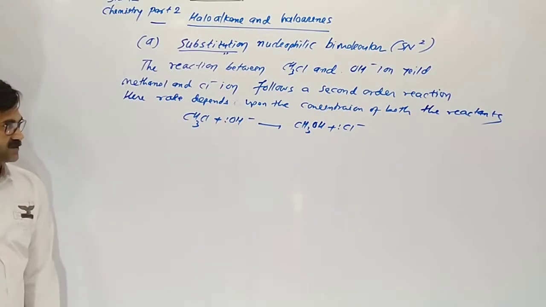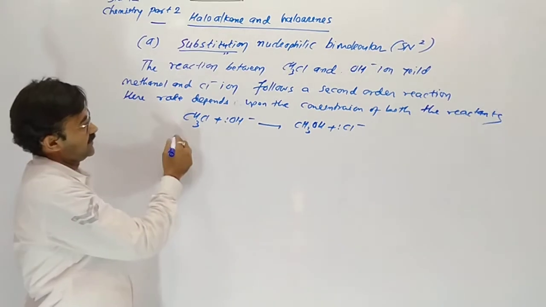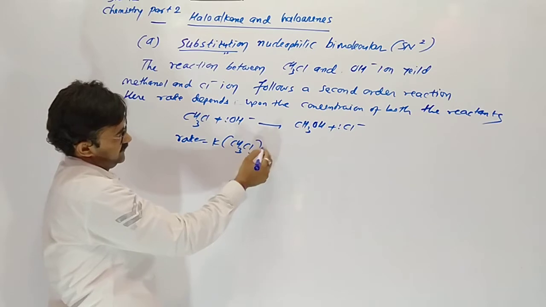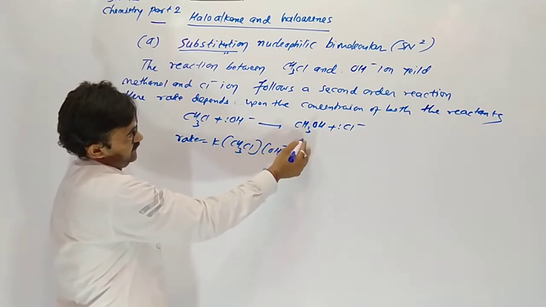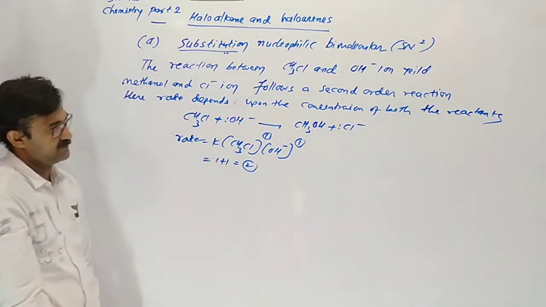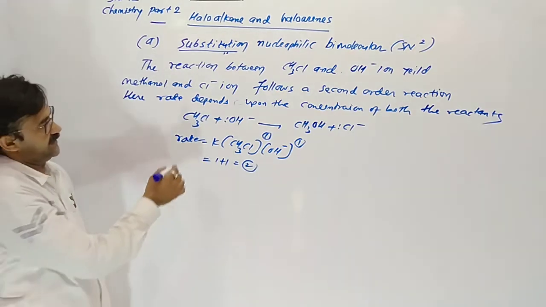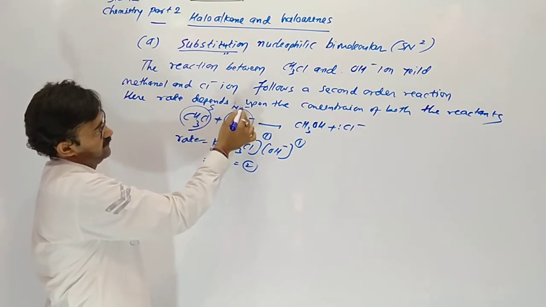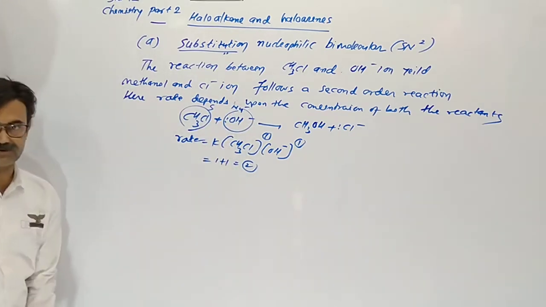Here chlorine is removed and OH is added. So the rate of reaction equals k times the concentration of methyl chloride times the concentration of OH minus. So 1 plus 1 equals 2. Both reactants, substrate and nucleophile, are involved, so the reaction order is 2.